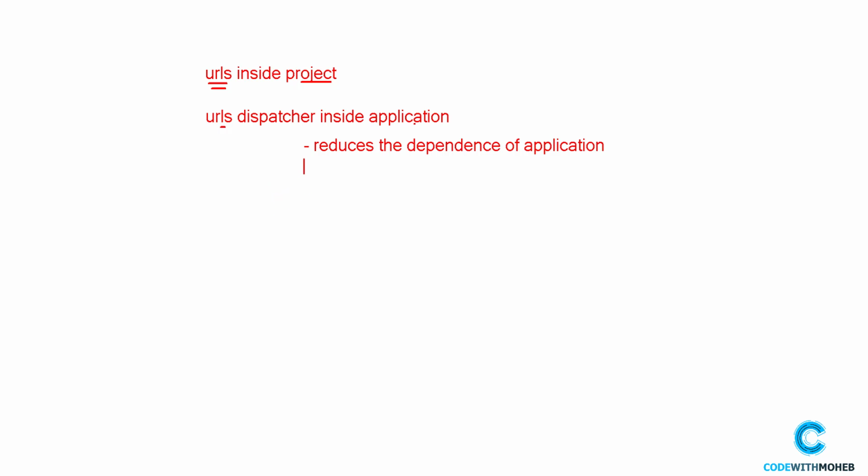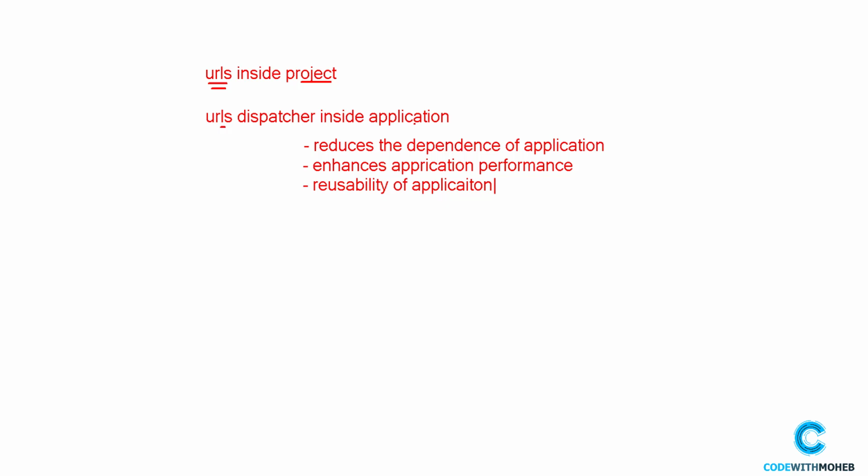The second benefit of using URL dispatcher inside application is that it enhances the application performance. And the third one is that it increases the reusability of application. And this is the third benefit of using a URL module inside an application.